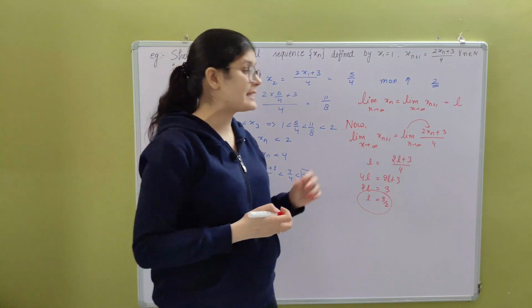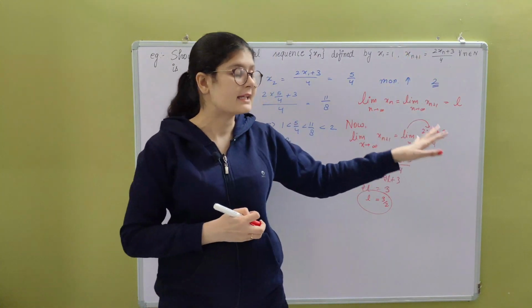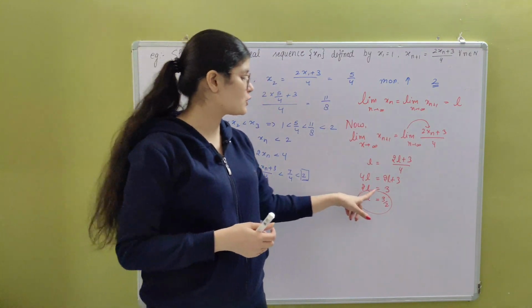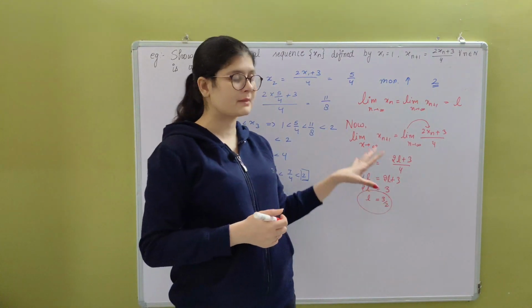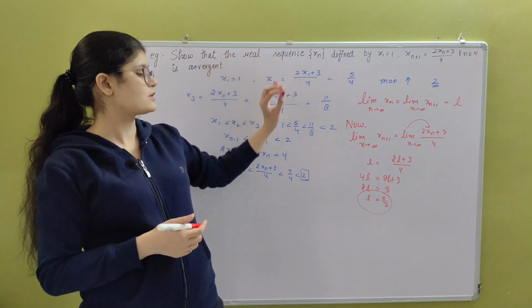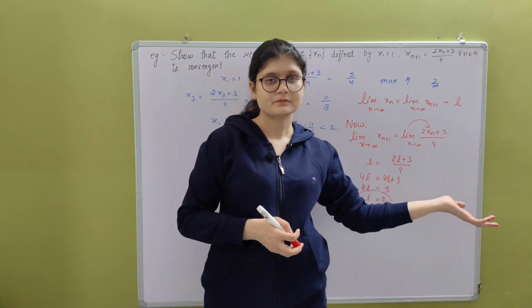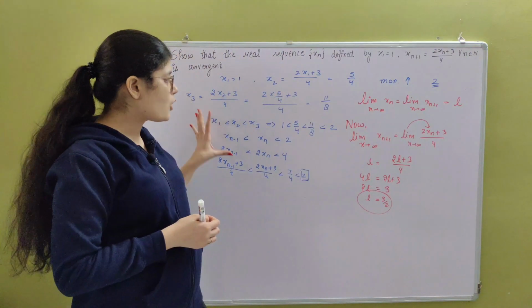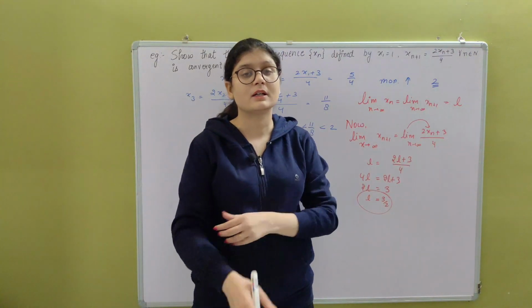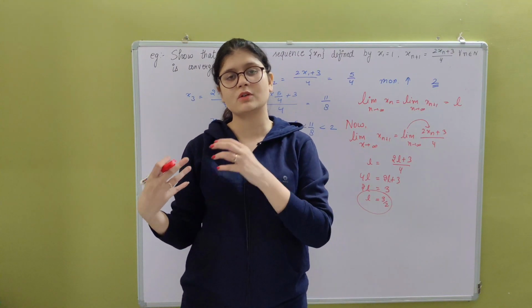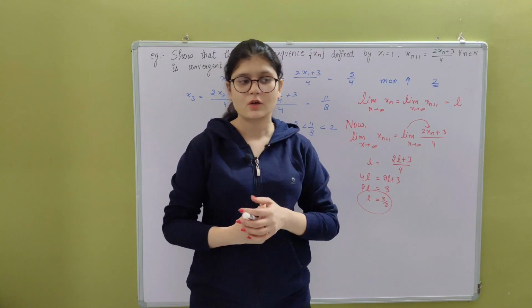So see, the sequence is monotonically increasing, the upper bound is 2, but the sequence is converging to 3/2. So it means the values of this sequence will not exceed 3/2. Okay, so this is how we use the monotonic definition to see whether our sequence is convergent or divergent. Okay, so let's move to the next topic.